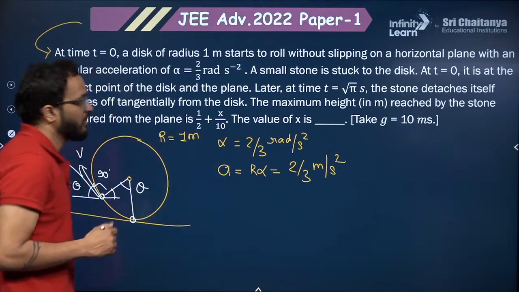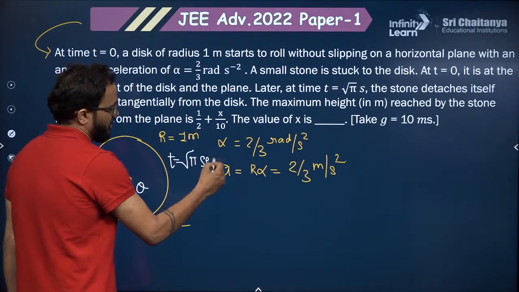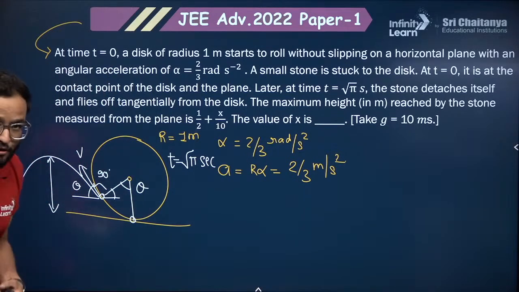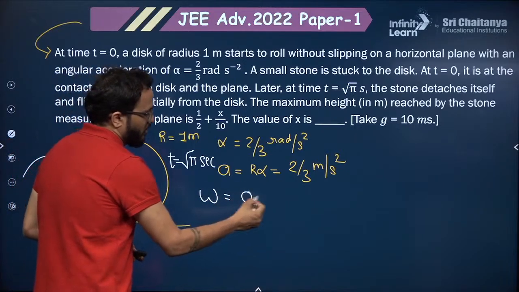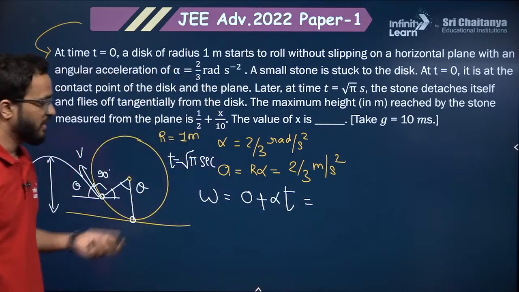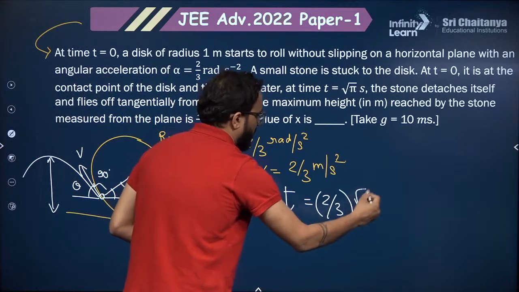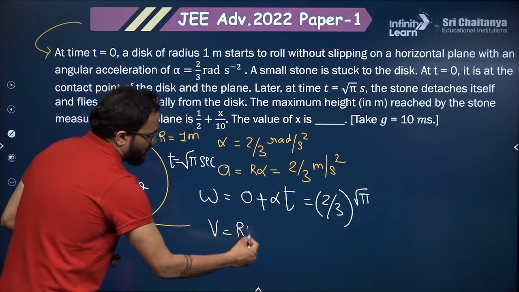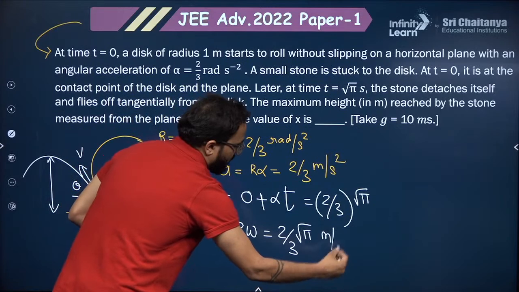So what they have given, time is given. Okay, so time is given how much? Root pi seconds. Okay, fine. After root pi seconds, first of all, let's find out what will be the value of omega after root pi seconds. So omega is what? 0 plus alpha into t, right? Initial velocity is 0, it is at rest given. So alpha is 2/3, so 2/3 into t is root pi. So this is omega. And what is V? V is equal to R omega. R is 1. So it will be 2/3 root pi meter per second.